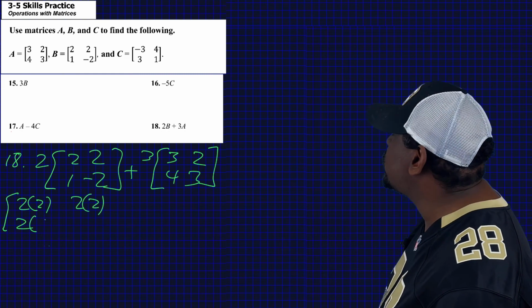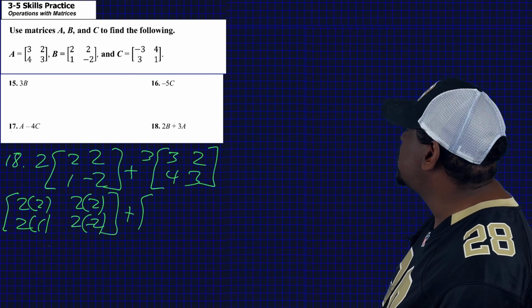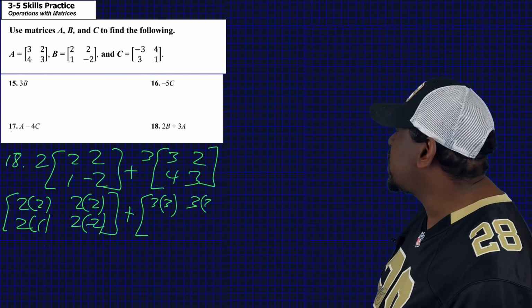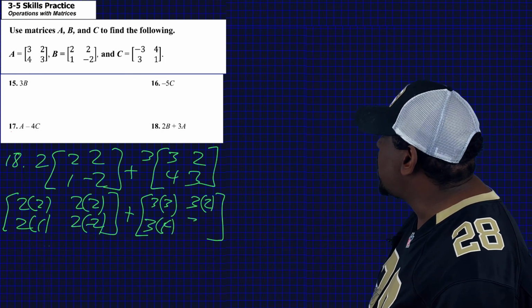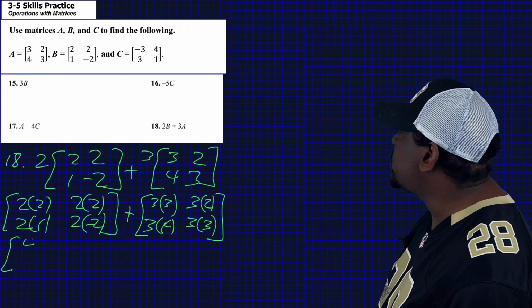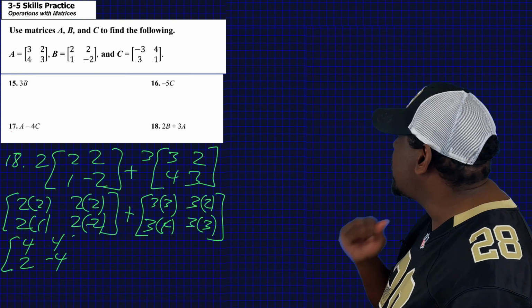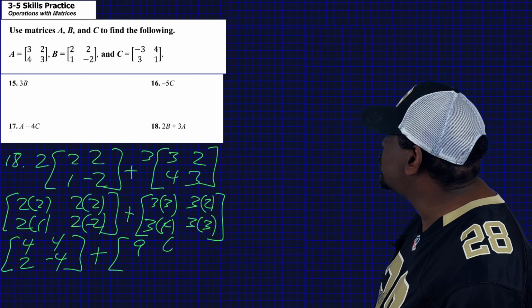And so we will get the entries of 2 times 2 and 2 times 2. We will get 2 times 1, 2 times negative 2. In our first matrix, we distribute 3 into the second. We will have 3 times 3, 3 times 2, 3 times 4, and 3 times 3. Once we do that, we will simplify the matrices. The first matrix will be 4, 4, and 2, negative 4. And we will add that to the new matrix, which will be 9, 6, and 12, 9.